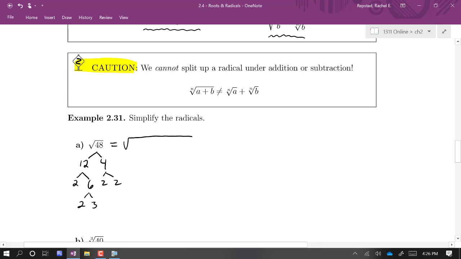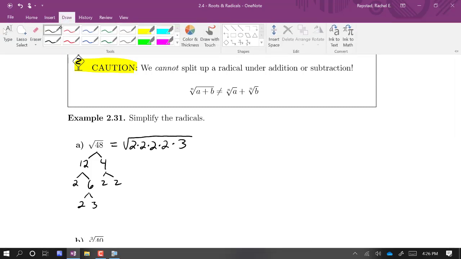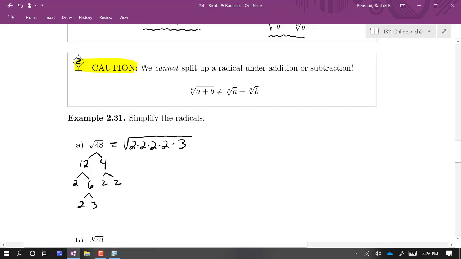I factored this all the way down to primes, so now I'm just going to write it out. I've got 1, 2, 3, 4 factors of 2 and a factor of 3. This is a square root, and with a square root, what I'm looking for is 2 of the same factor. And if I have 2 of the same factor, I could take that pair and bring out a single factor.